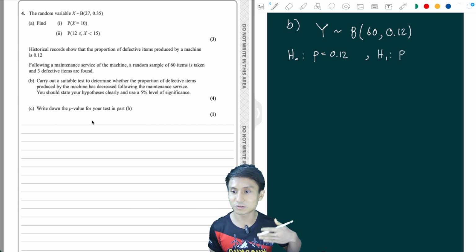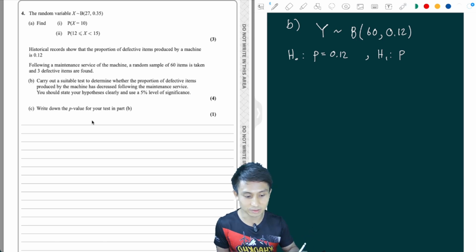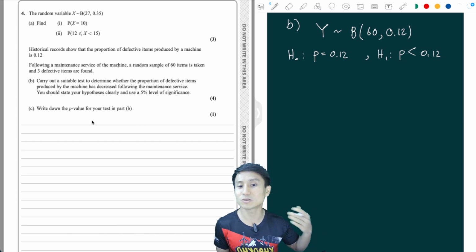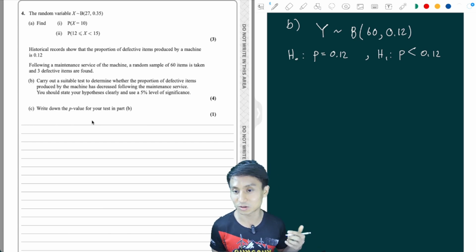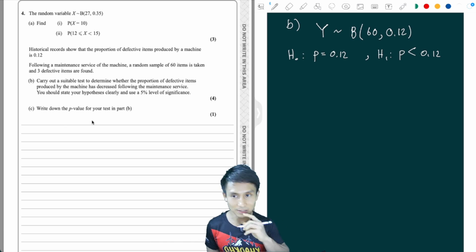The defective items produced by the machine has decreased. That is the thing we want to test, whether the proportion decreased. So this should be P less than 0.12. So at first the proportion is about 12%. Now with 3 defective items out of 60, we're going to see whether that is significant enough to reject the null.